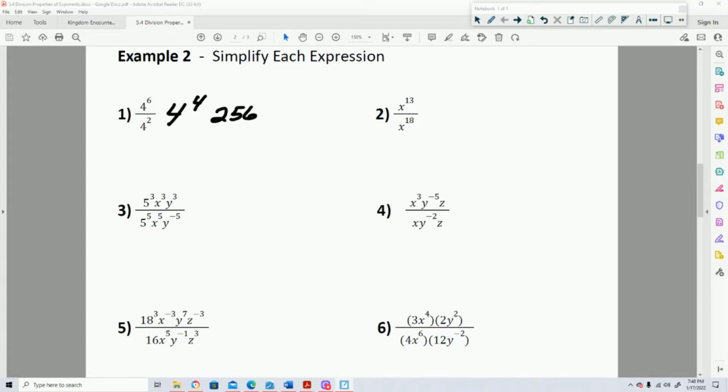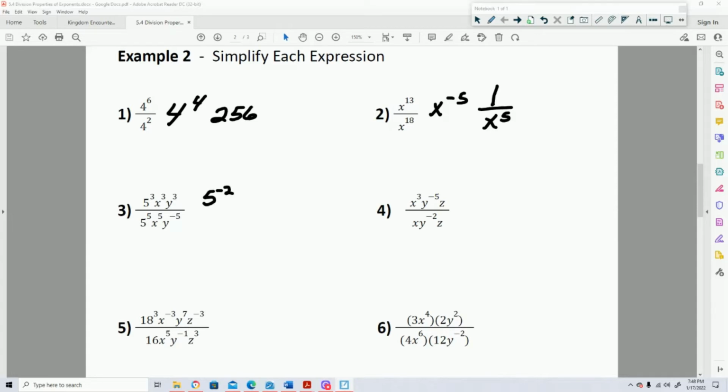Okay. Here, 13 minus 18 should be negative 5. So I get x to the negative 5. And that tells me to put it in the denominator. Flip it. So it's 1 over x to the 5th for our answer. Okay, let's go one at a time. When you're doing these, remember each part of this term is basically its own separate problem. So we want to look at the coefficients first. I got 3 minus 5, 5 to the negative 2.